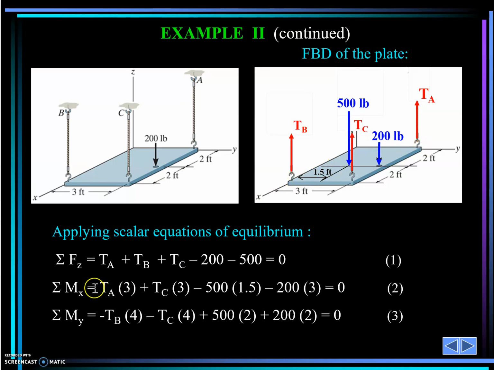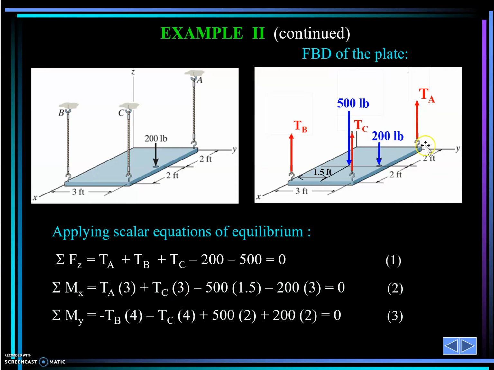So let's try sum of moment about x. Does that force cause any moment? Nope. How about this T? Yes, TA times that distance, 3. How about the 200? Yes, 200 times 3. How about the 500? Yes, 500 times 1.5. How about the TC? Yes, TC times 3. So you have two unknowns in this equation. We're getting close. What else do we have?